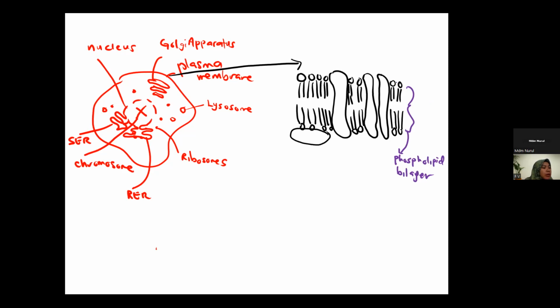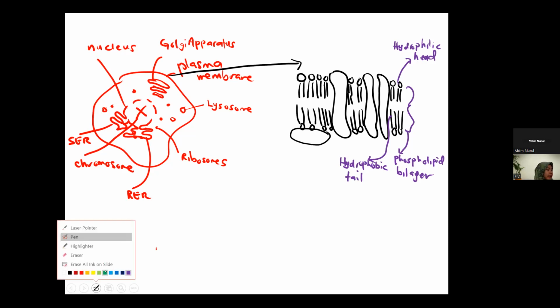Who remembers, the round structure, what part is this? The head. What is the property of the head, hydrophilic or hydrophobic? Hydrophilic head. Okay, very good. Hydrophilic head. Can you read my writing? Okay. And what about this one, the two legs? This is the hydrophobic tail. Hydrophobic tail.